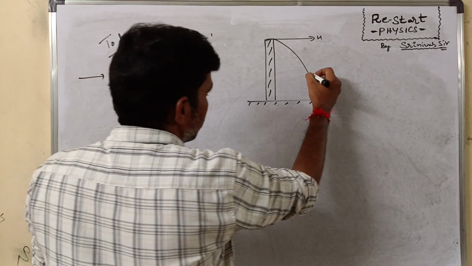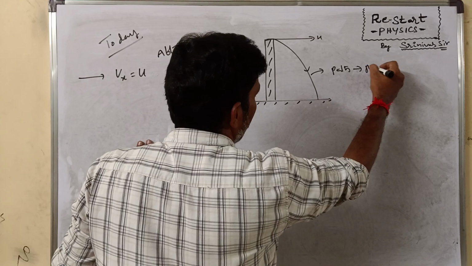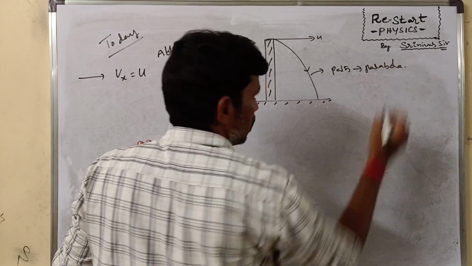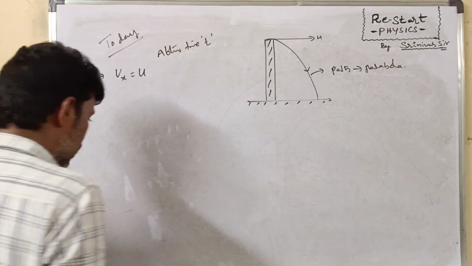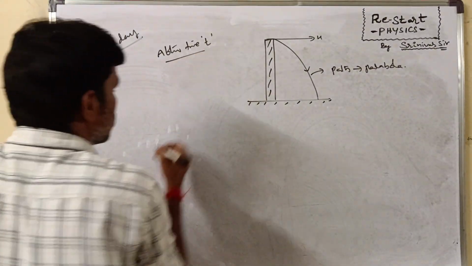It is moving like this. The path of the projectile is a parabola. Understand? The path of the projectile is a parabola, and the path equation, after time t.